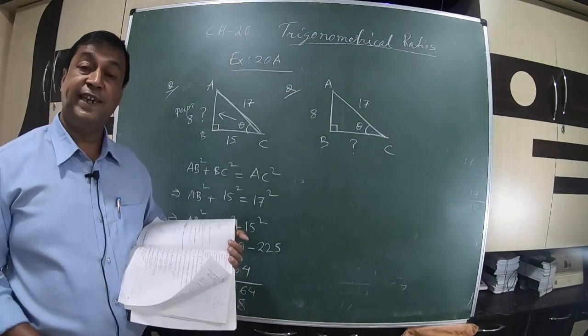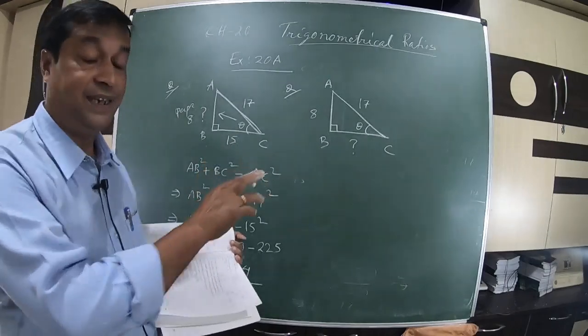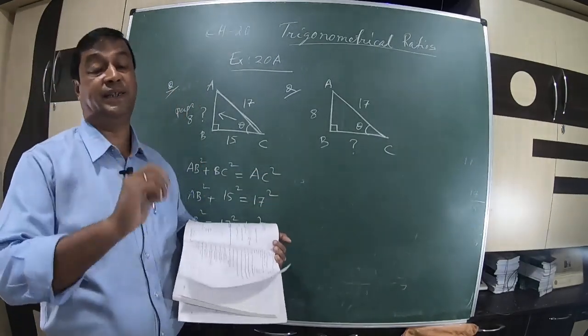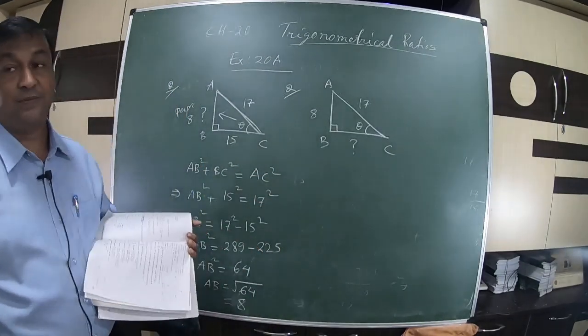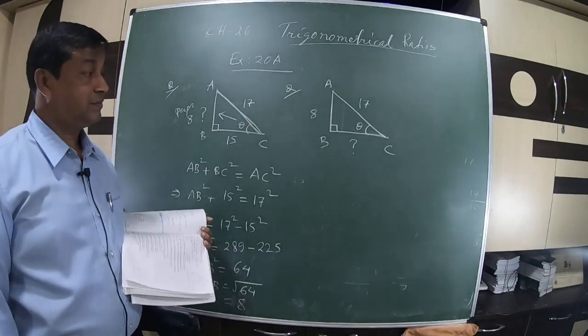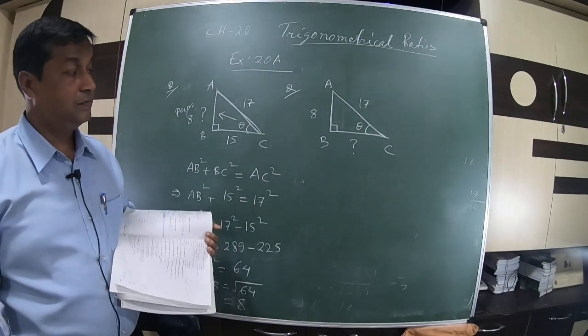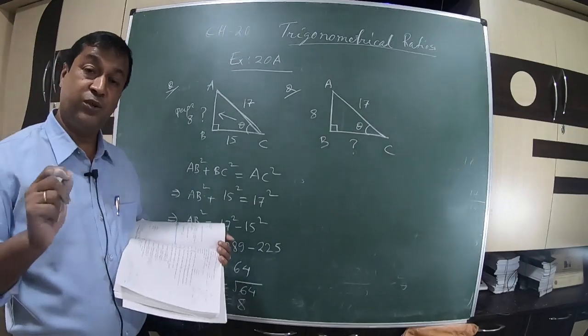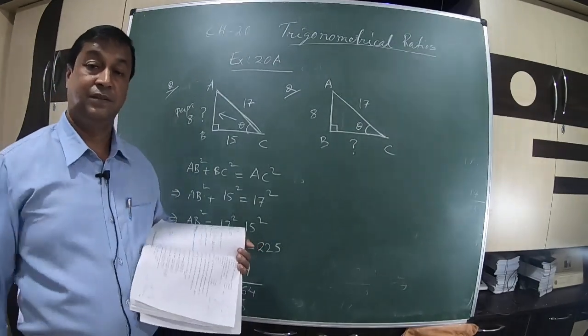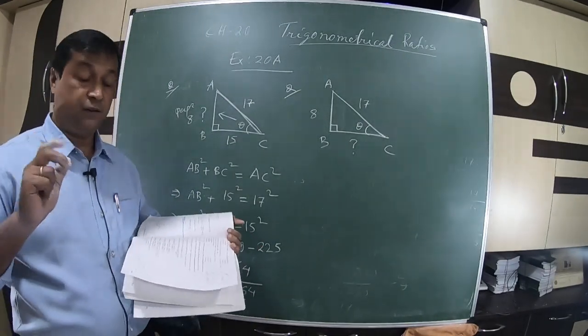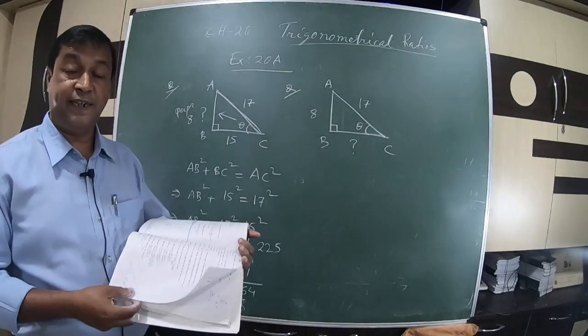You just tell me what that BC is, whether it is a perpendicular or a base. Once you can understand it, that means this much understanding is very complete. I think it is already understandable by you.